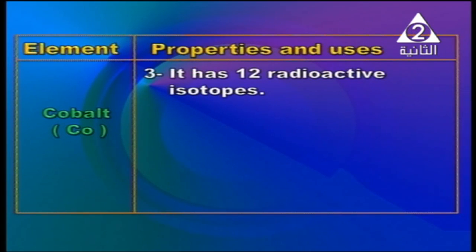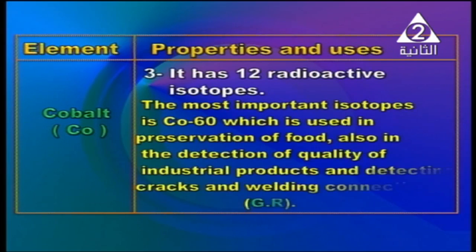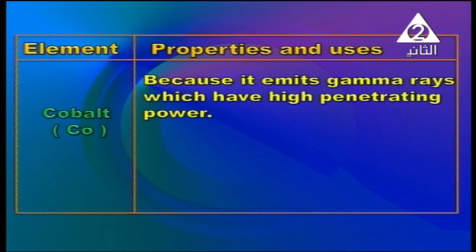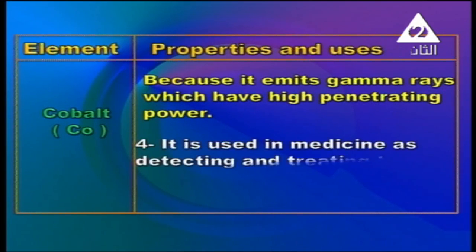Cobalt has 12 radioactive isotopes. The most common isotope, cobalt-60, is used in the preservation of food. It can also be used for detecting the quality of industrial products and detecting cracks in welding connections. The reason for that is that it emits gamma rays which have high penetrating power. Also, it is used in medicine for detecting and treating tumors.